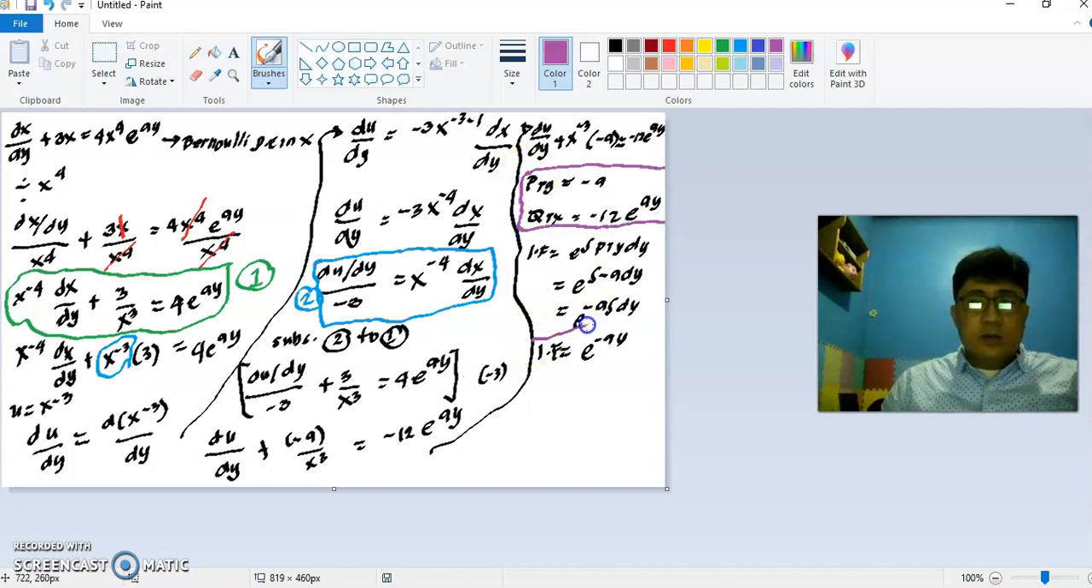Okay. And this one. So after that, we will now substitute it to our general solution, which is u times integrating factor is equivalent to the integral of q dy times integrating factor dy plus c. Okay, so just substitute this one and this one.